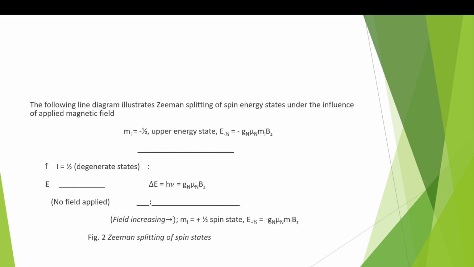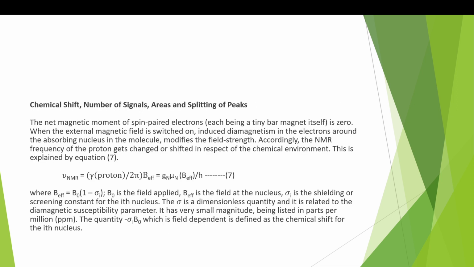The line diagram showing how nuclear spin states are created, what the energy gap is, and what the Zeeman splitting is, is shown nicely in this diagram. Line diagram. It controls the number of signals, areas and splitting of peaks. The NMR frequency formula is given above.